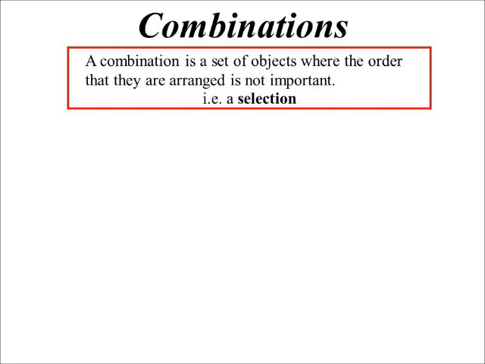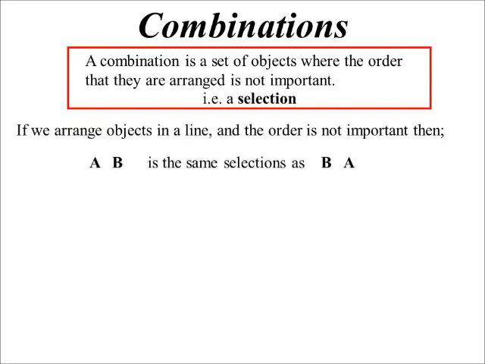So all right, this time we're not interested in the order. So how's it going to change? So we've got objects in a line. So as far as we're concerned, AB is the same as BA. It's the same selection. It's a different arrangement, but it's the same selection. We've got the same objects. Okay. So again, let's build it up. I think it's the easiest way to do.